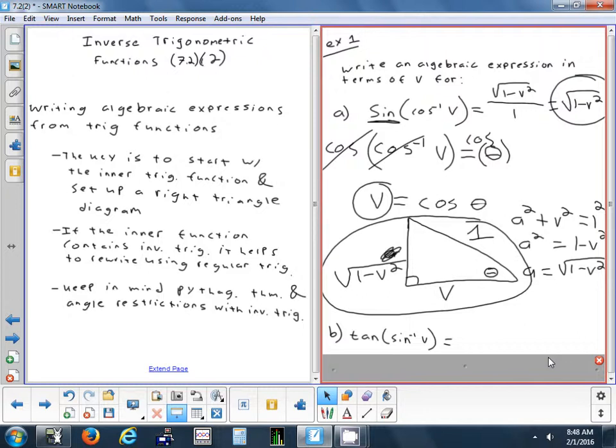Anytime you have a problem where it's a regular trig function on the outside and an inverse one on the inside, you do exactly the same steps every time. Set the inside one equal to theta. Rewrite it, getting the v by itself. Draw your picture. Use the Pythagorean theorem. And then go back and answer the original question.